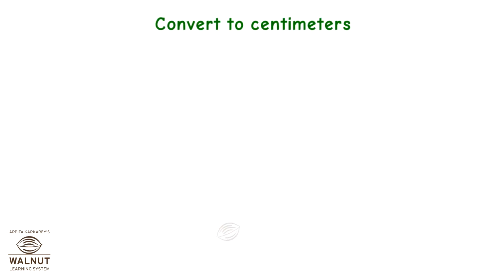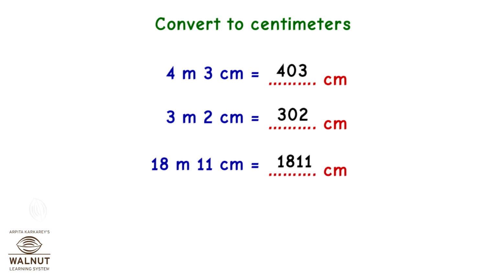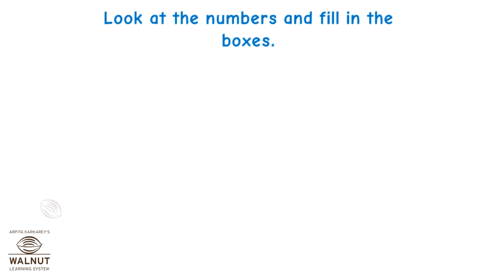Convert to centimeters. 4 meters and 3 centimeters is equal to 403 centimeters. 3m and 2 cm is equal to 302 cm. 18m and 11 cm is equal to 1811 cm. 23m and 43 cm is equal to 2343 cm. Look at the numbers and fill in the boxes.